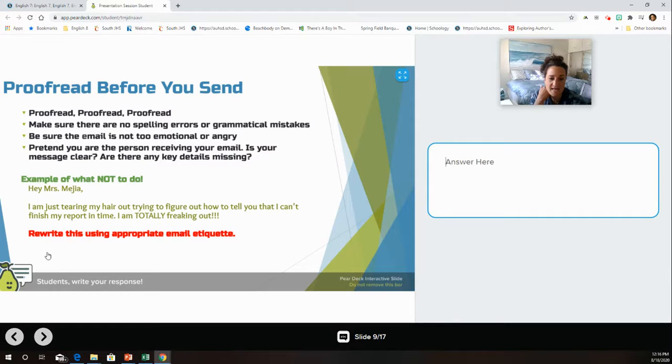The next one says using proper etiquette. So it says to proofread, proofread, proofread. So you've been seeing me mess up, which I've been doing a lot, and I'm backspacing or clicking on it to make sure I spell things correctly. So I've been doing this as I've been working on the Peardeck with you. So you want to make sure that the email is not too emotional or angry. Pretend you are the person receiving the email. Is your message clear, and are any key details missing? So you're going to pretend that you are the teacher, right? It says, this is an example of what not to do.